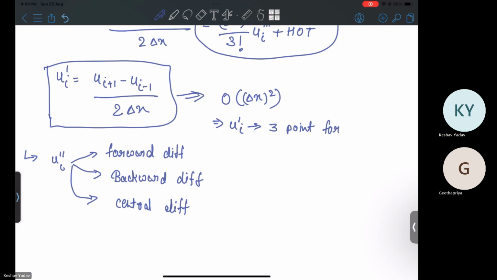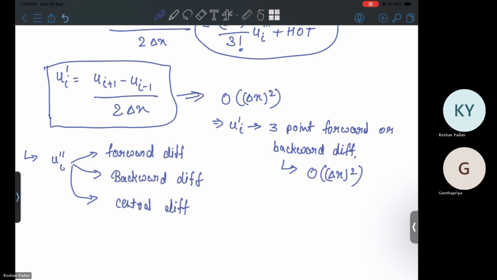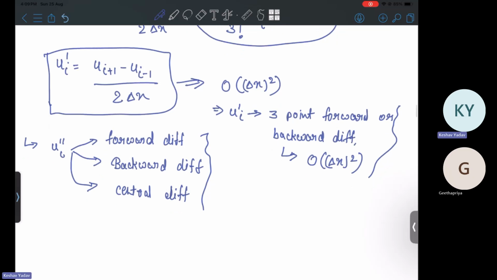You can also write this first order derivative u prime at i as a 3 point forward or backward difference, that will lead to a truncation error of order delta x square. This has all been covered by the instructor in the lectures. So do you want me to do any of this, whatever I have written here? If you want, I can do it, or I can directly write the formula. Okay, it's clear.